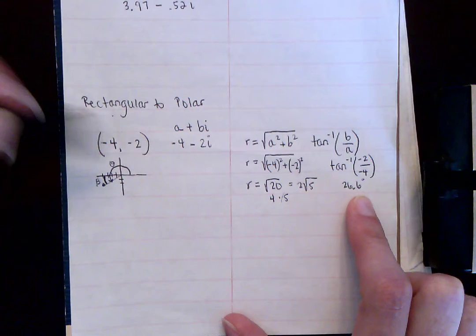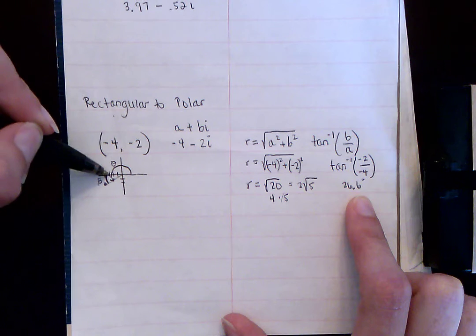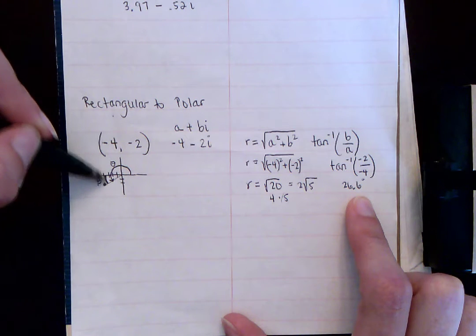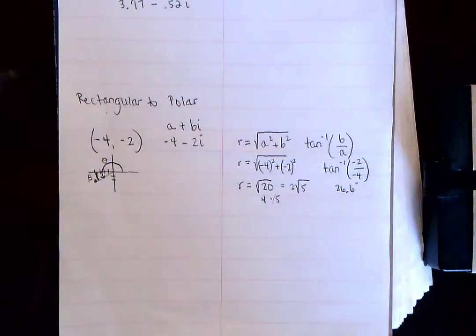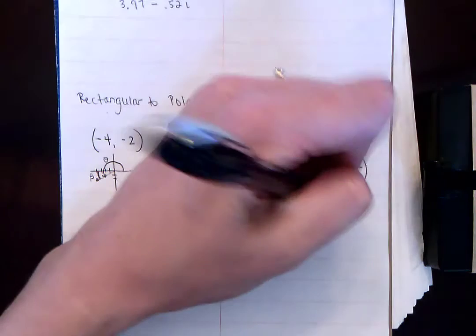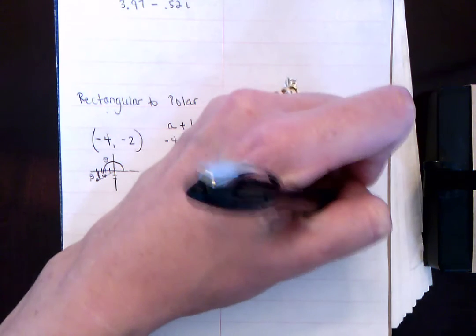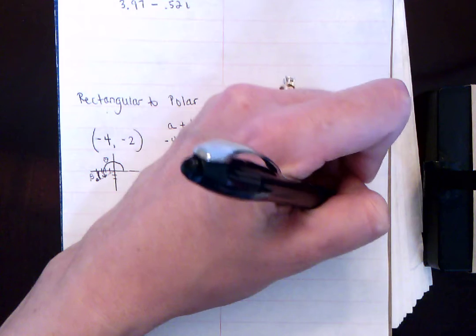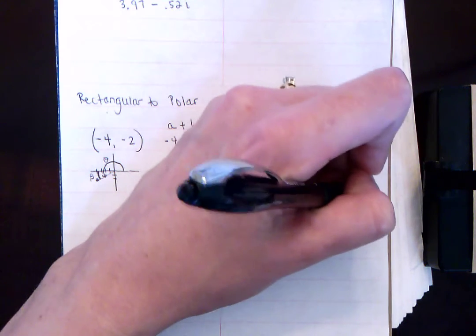And then I've got to just look where it is. So right here, halfway is 180. And this is 26.6 degrees more. So you're going to add 26.6 to 180. And you're going to get 206.6 degrees. Oops, that's supposed to be a 6.